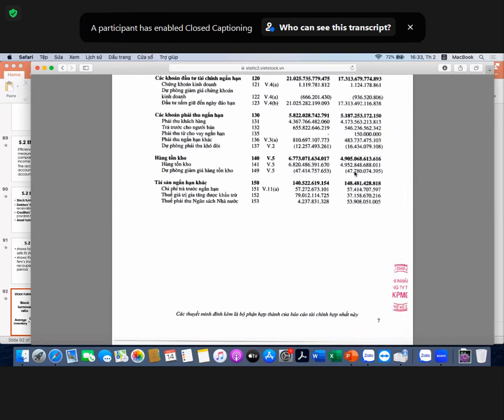The inventory turnover ratio of 2021 is 5.93 times. The inventory turnover ratio of 2021, how much? 5.93. And 2020 is 6.47 times.